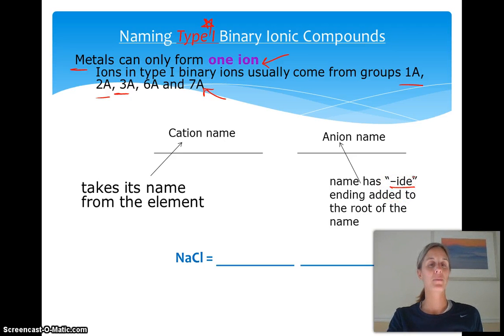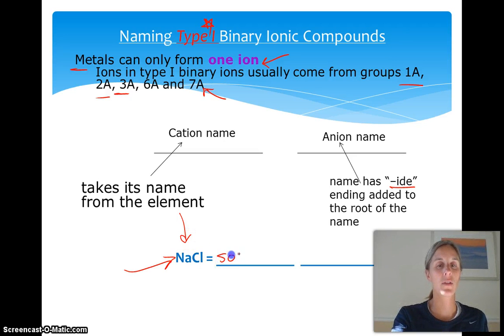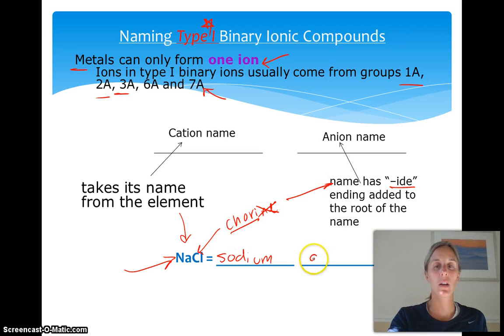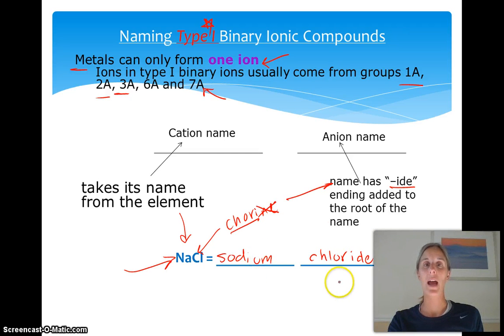So what do we mean about that? If we look at the example here, NaCl, you can see that our cation, sodium, comes first. So we're just going to look at the name on the periodic table and write it down. Our anion comes from the chlorine atom, but we're going to change the last part. It's not going to be chlorine anymore. We're going to change the ending to IDE. So we're going to keep the chlor and add an IDE to the end. So our name is going to be sodium chloride. That's it.